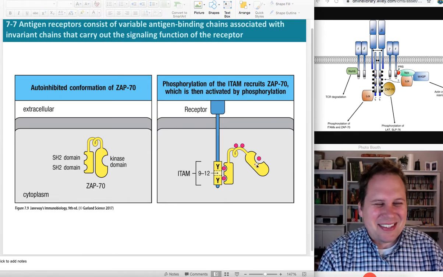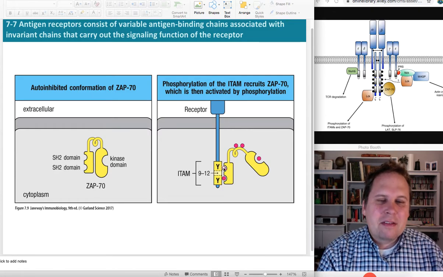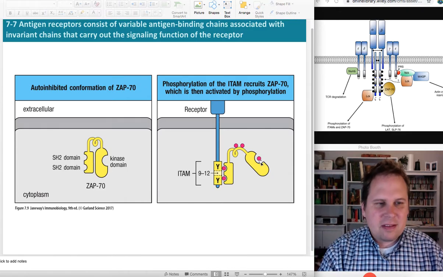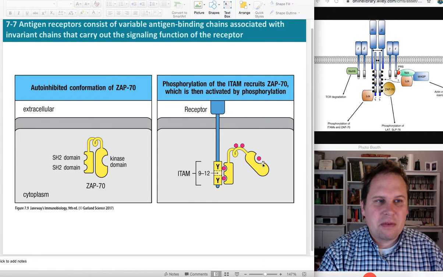Wait up for that one. Don't go to bed yet. Every time you see a little red circle in here, that is a phosphate group. That is just how this book does it, and it's super consistent all the way through.